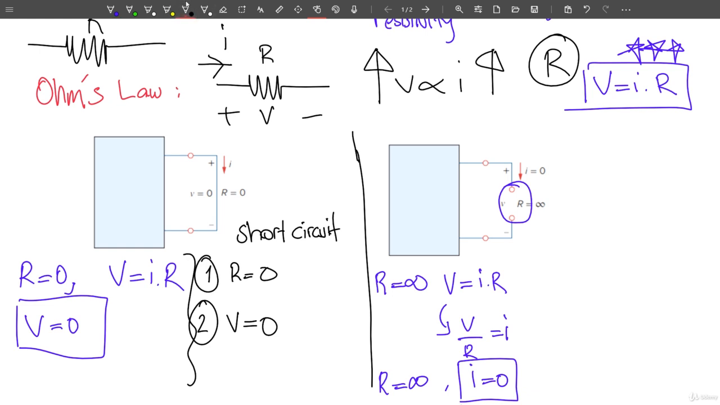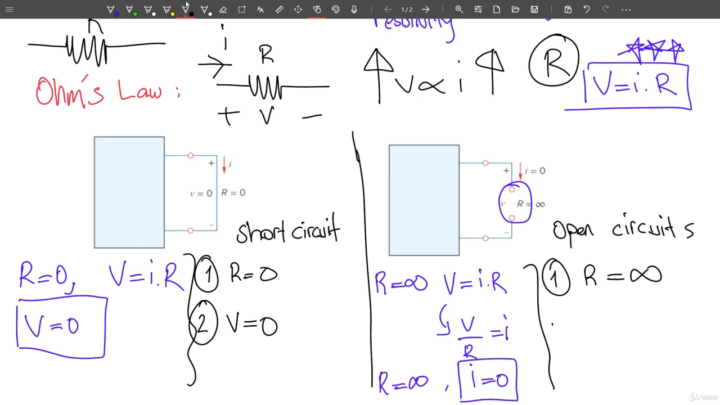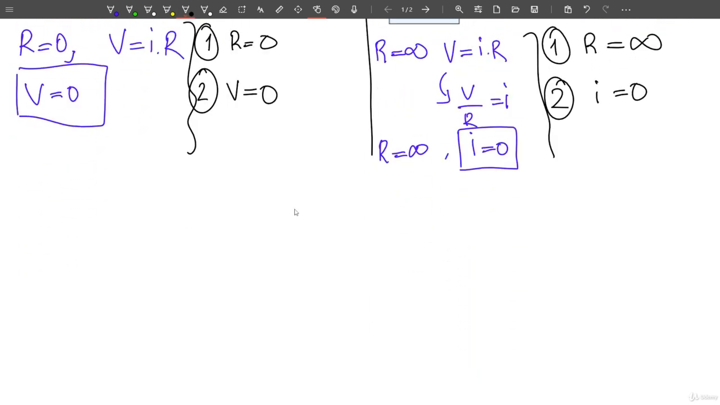In open circuits, we have two rules. Let me write it in here. Open circuits. The rule number 1 is our resistance value is infinity, and the second rule is our current value flowing through the open circuit is 0, but the voltage value can be anything since we don't know it. Let me move on.